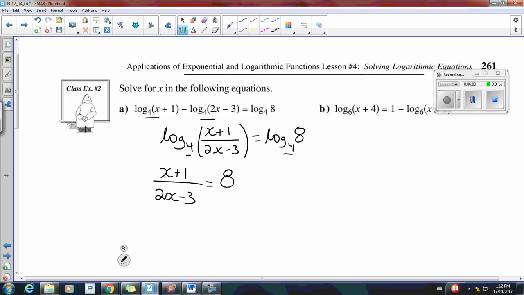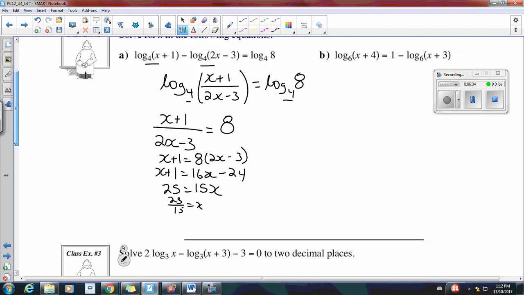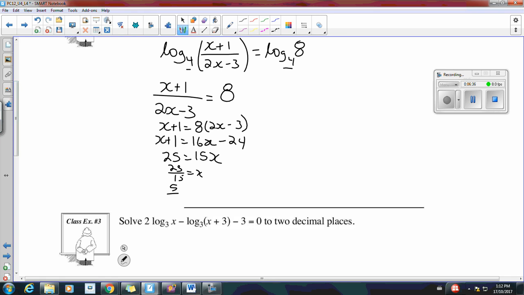So this only works, just like exponential equations, if those bases are the same. So now I need to solve for x. I can multiply both sides by 2x minus 3. Bring the x's to one side, the numbers to the other. And we get x equals 25 over 15 equals x. Oops, 15. Or 5 over 3 equals x.